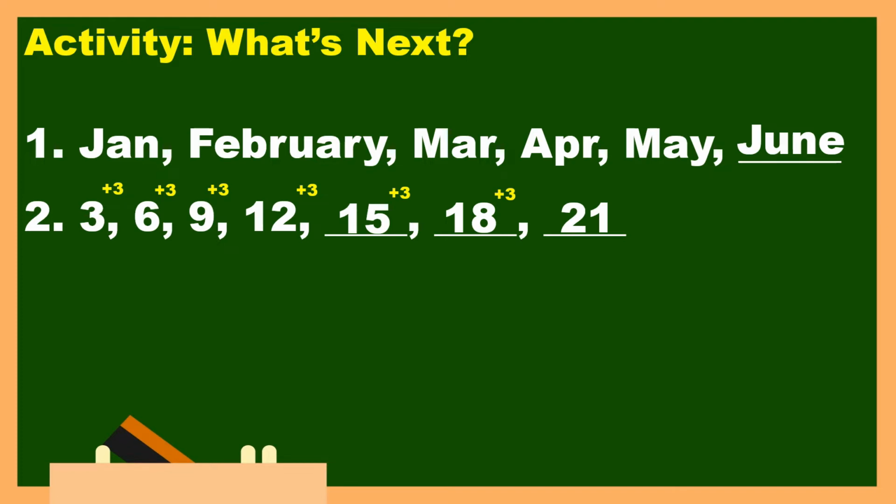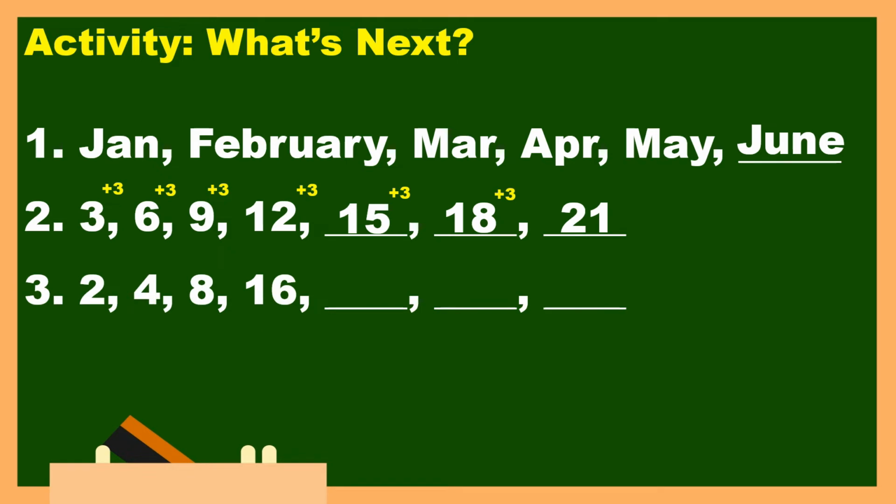And for number 3, we have 2, 4, 8, 16. So again, we are going to look for the next 3 terms of the given sequence. Dito sa number 3, kung napapansin nyo, yung bawat term ay minomultiply into 2 para makuha ang sumusunod na term. So 2 times 2 equals 4. 4 times 2 equals 8, and 8 times 2 equals 16.